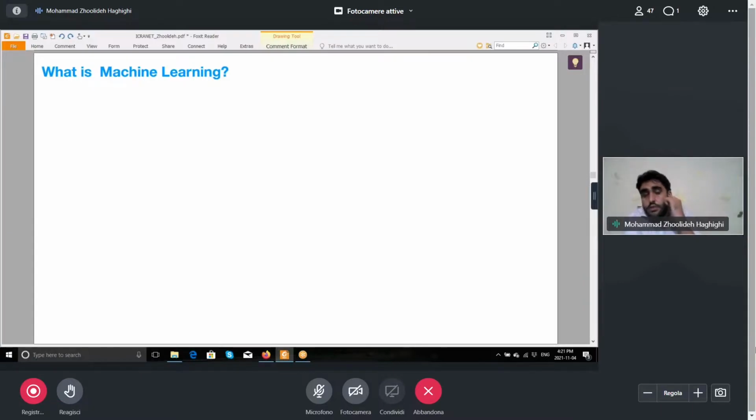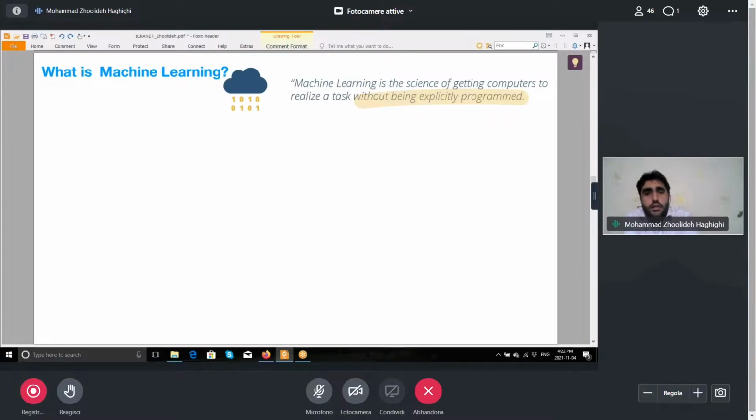In order to tackle so much data, we cannot use conventional methods, and we have to use some state-of-the-art methods and techniques. Machine learning is one of them, and it has shown to be a promising approach to tackle some challenges that we are facing and we are going to face in the big data era. But what is machine learning? There are different explanations and definitions for machine learning, but one of the best that I really like is given here. Machine learning is the science of getting computers to realize a task without being explicitly programmed.